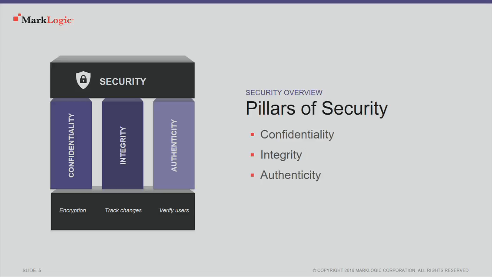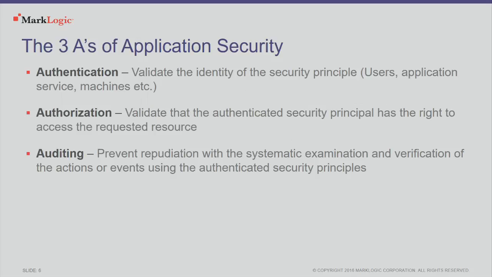Normally, authentication is associated with users, but we will see later on why it's important to have authentication for entities other than users as well. Now let's talk a little bit about the three pillars of application security. The three pillars of application security are primarily authentication, which is about validating the identity.